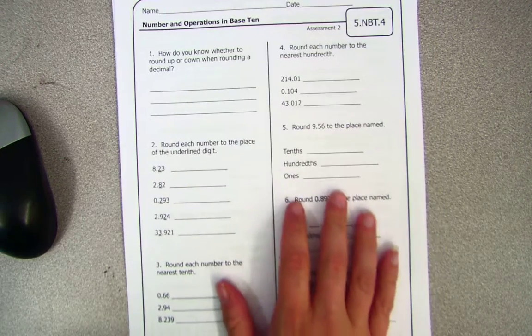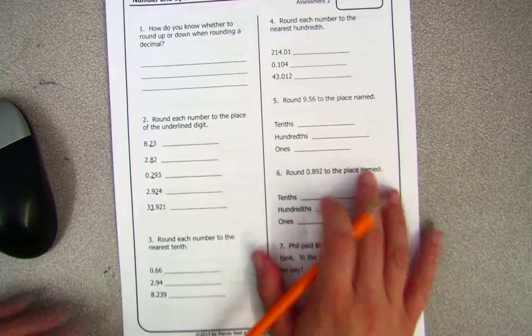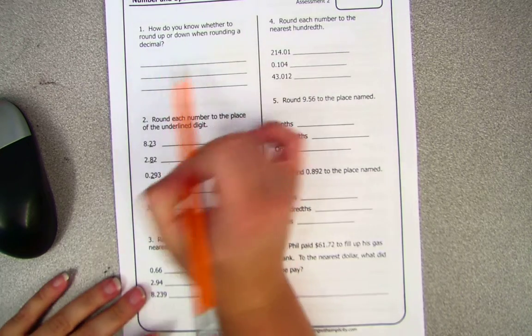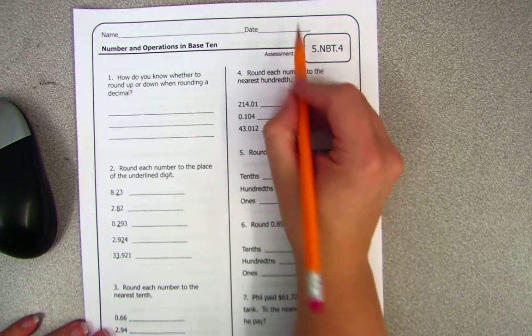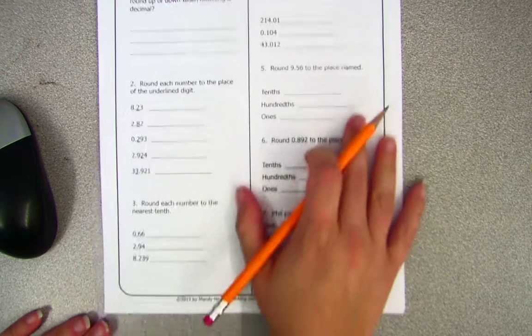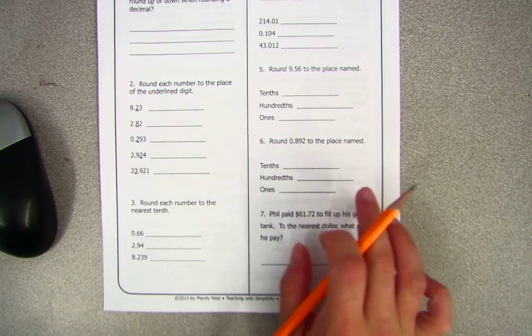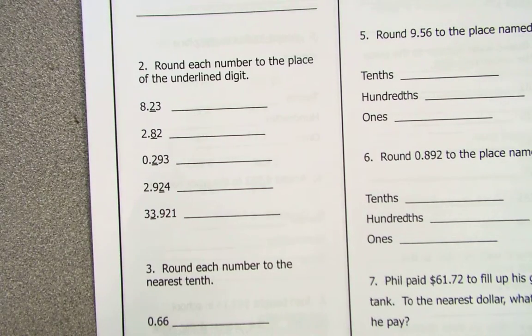Okay guys, we are here. We are working on rounding. I'm not going to do the first side. We are also on side 2 right now. I'm going to go over once again rounding so that you understand that we need to pay attention to what it's asking. Now it's asking us to round each number to the place underlined.